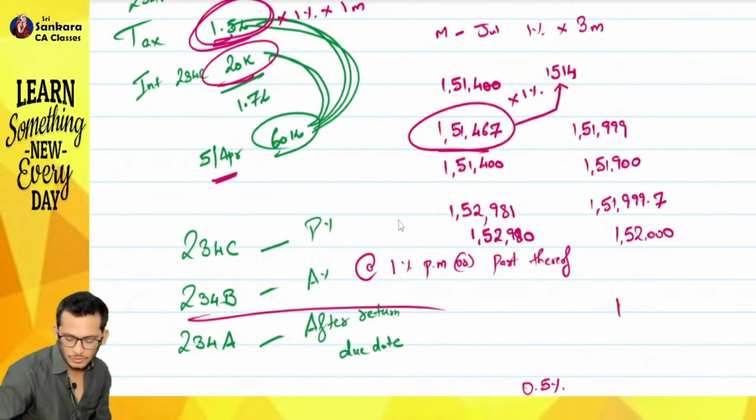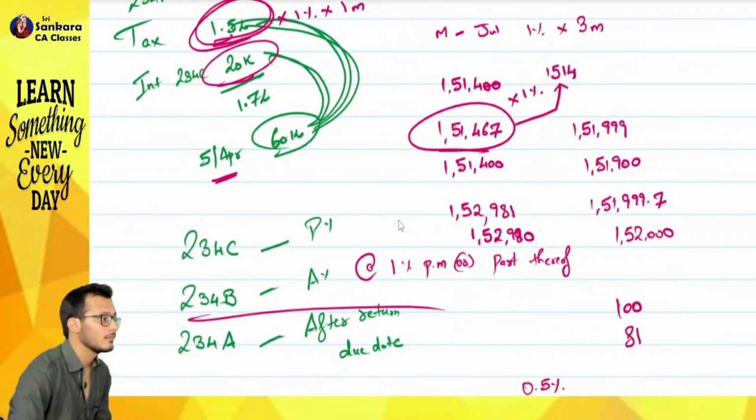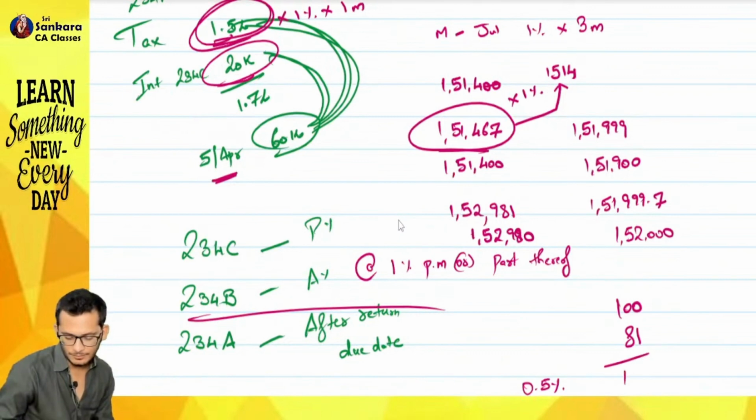Rahul, I was supposed to pay 100 rupees, I paid only 81, Rahul. Interest will be levied on. You paid 81? 90, no, sorry, 9? 19? 9? 19.